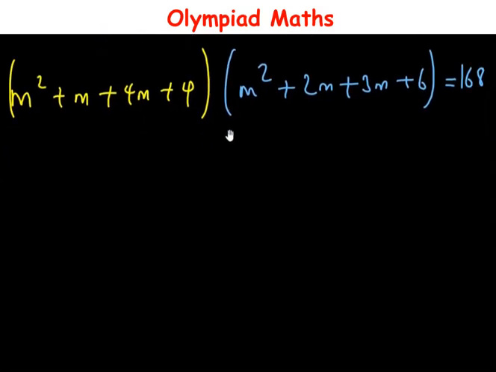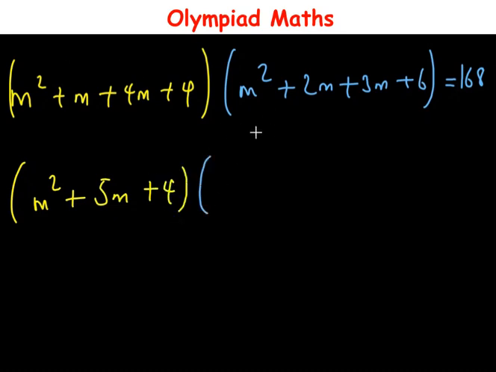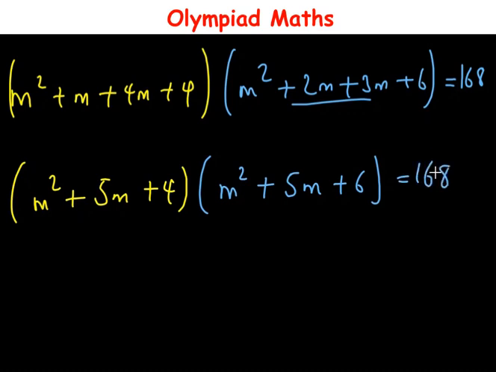Okay, so with this, we have in brackets m squared plus m plus 4m. This will give us 5m plus 4. Then this bracket also, we have m squared, plus adding this up, 2m plus 3m will give us 5m plus 6. All is equal to 168.